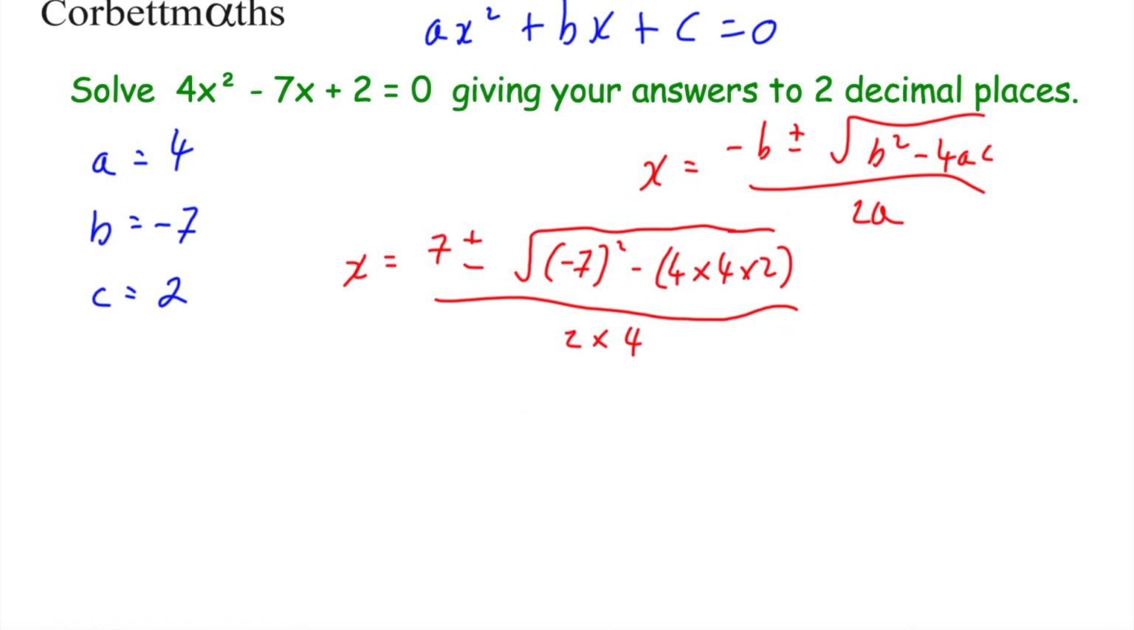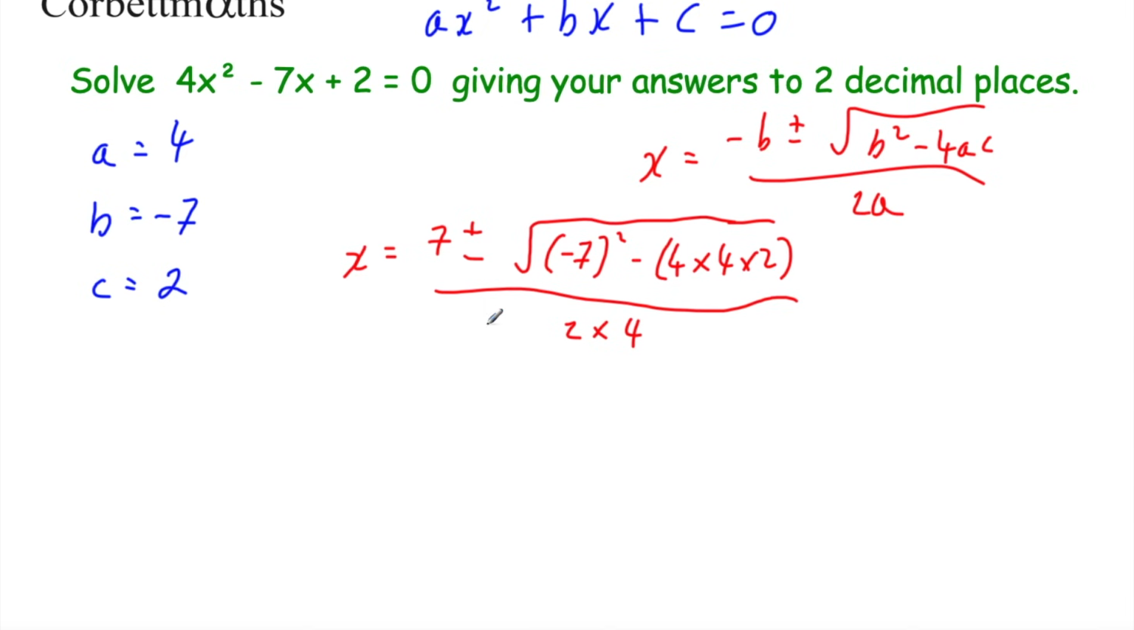Okay, now let's do a bit of simplifying here. So I would tend to do a bit of simplifying before I type it into the calculator. You could type it into the calculator, but be very careful, particularly with this part here. So x equals 7 plus or minus the square root of -7 squared. Well, that's -7 times -7, and a negative times a negative is a positive, so that's going to be 49 minus 4 times 4 times 2. Now 4 times 4 is 16, times 2 is 32. So that's 32, and that's all divided by 2 times 4, which is 8.